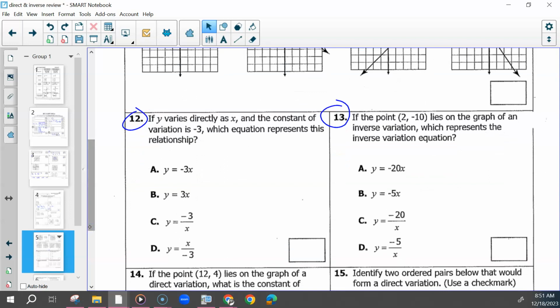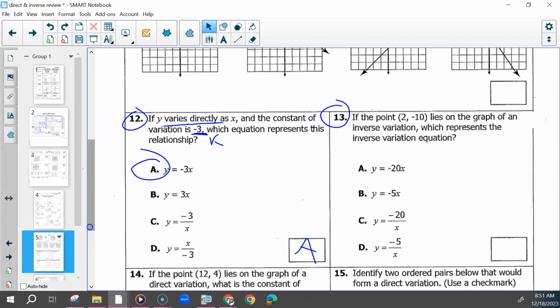For 12, if y varies directly as x, so it's telling you this is a direct variation, and the constant of variation is negative 3. It tells you what k is. Which equation represents this relationship? So y equals negative 3x. You just have to read. Well, yeah, I thought that would be a lot harder.